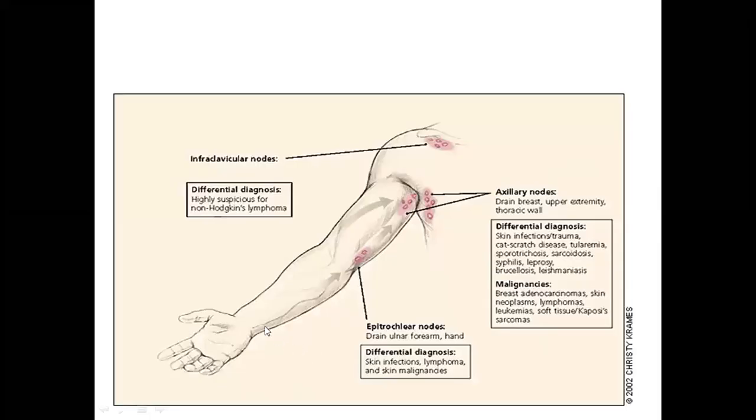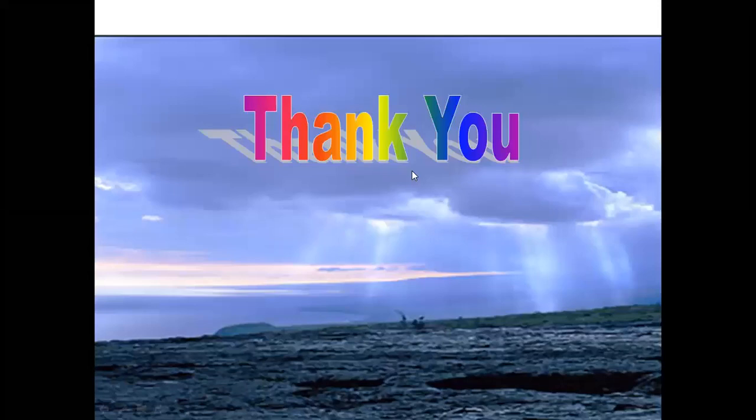So you can see how the supratrochlear group of lymph nodes may be enlarged in case of any skin infection or lymphoma, that is cancer, and skin malignancies. These are axillary group of lymph nodes which may be enlarged in case of, of course, breast cancer, which is the major thing. Apart from that, we have many skin infections and many more diseases. Then infraclavicular group of lymph nodes also may be enlarged in case of non-Hodgkin's lymphoma. Okay, thank you. I hope you understood.